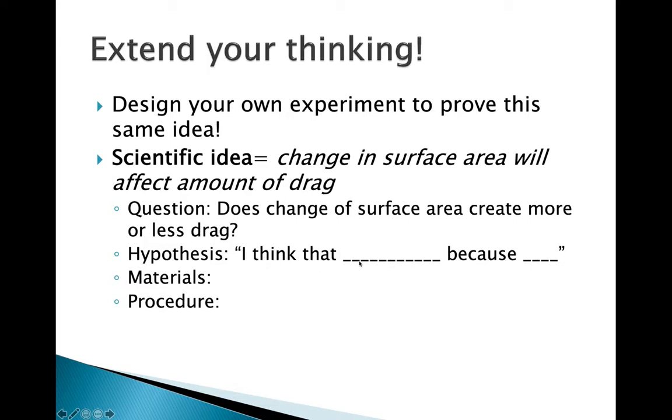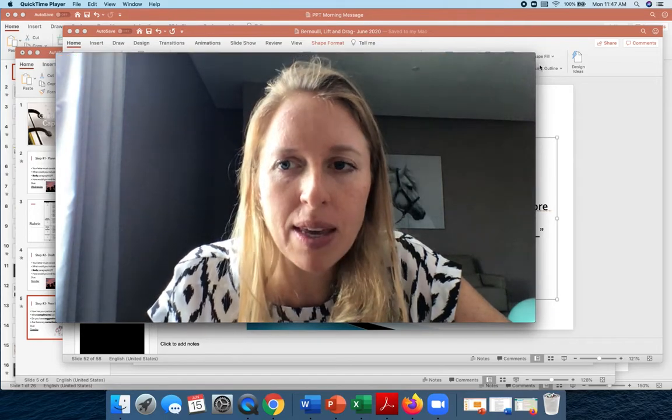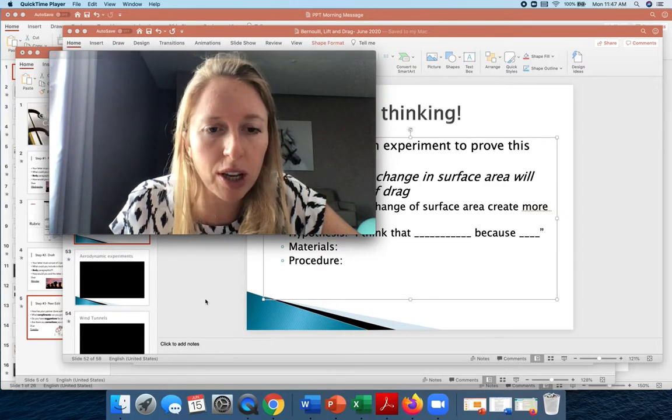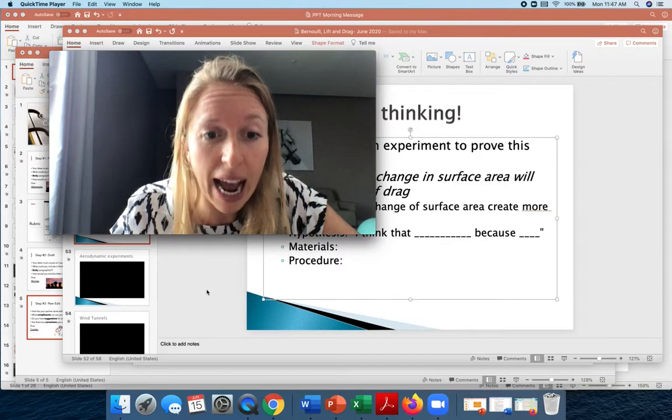What do you think about the surface area? If we increase the surface area, would that create more drag or less drag? If we decrease the surface area, would that create more drag or less drag? And then what is an actual real life example that you could make to show that? So that's what you're thinking about. And I know that maybe you're still not really sure, so I have some videos to give you some examples of this idea in action.